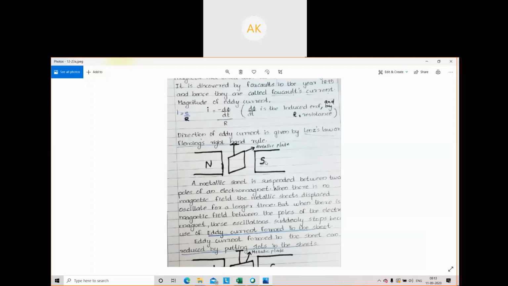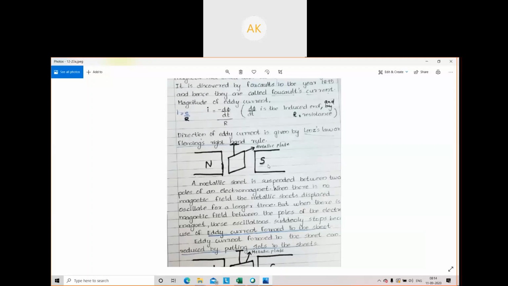These are the poles of an electromagnet. When there is no current, it just acts as a metal piece or iron piece and will not be a magnet. So the first case we are discussing is when there is no magnetic field. We give oscillations to this metallic plate. No current is applied, it is not a magnet, there is no magnetic field. We just move it and release it. Then it will begin to oscillate for a long time, suspended vertically.